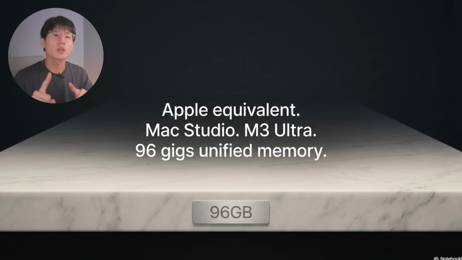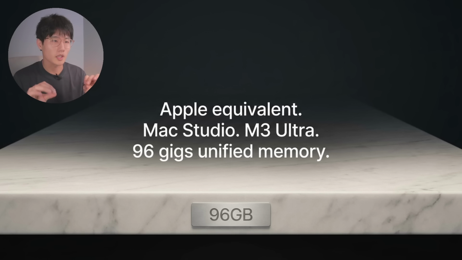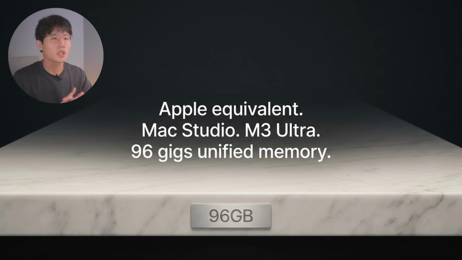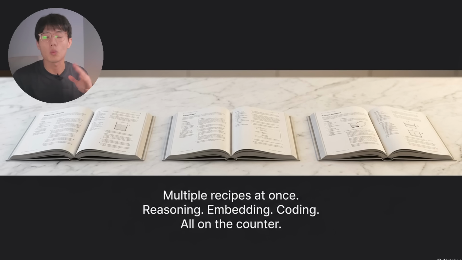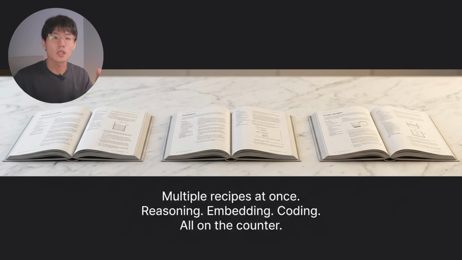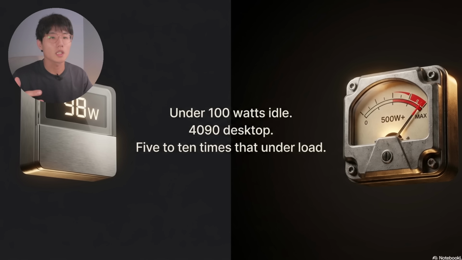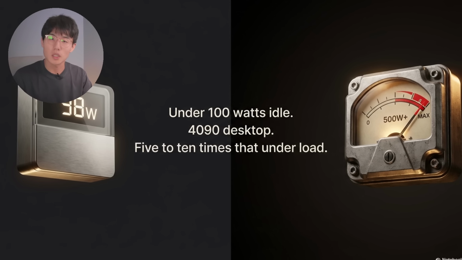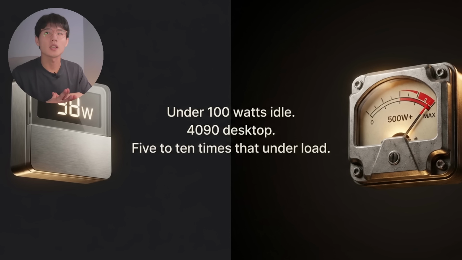Now the Apple equivalent is the Mac Studio with an M3 Ultra chip and 96 gigs of unified memory, 96 gigs of counter. This thing loads multiple recipes at once. A reasoning model, an embedding model, a coding model, all sitting on the counter simultaneously, and it idles at under 100 watts. The 4090 desktop will draw 5 to 10 times that under load.